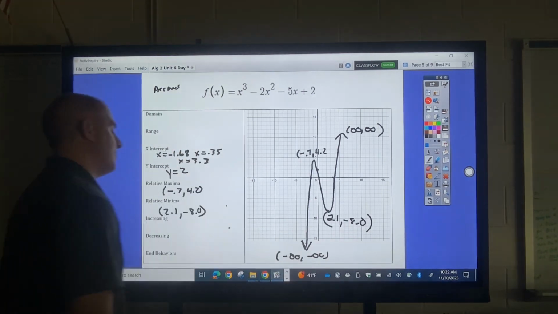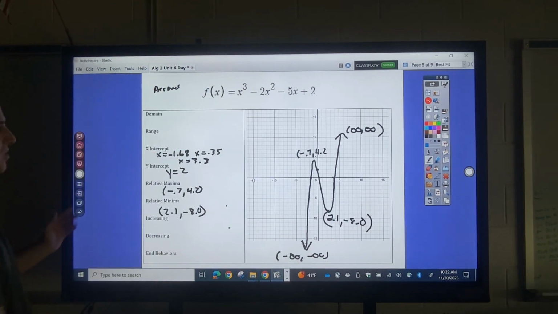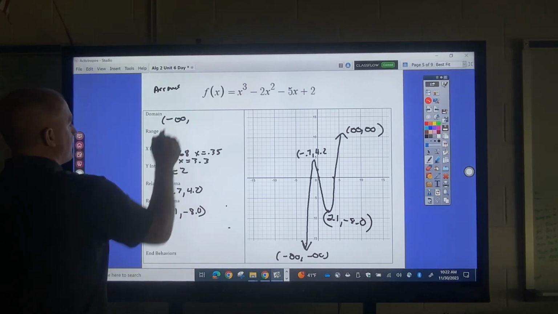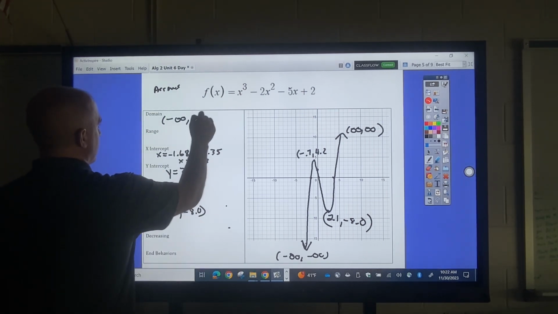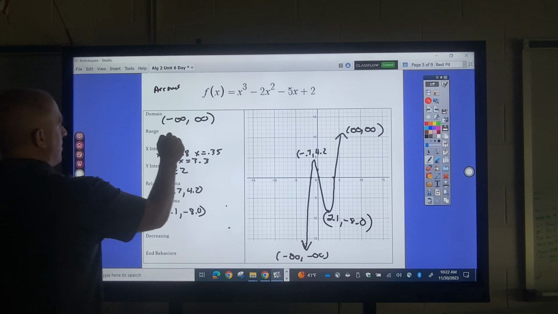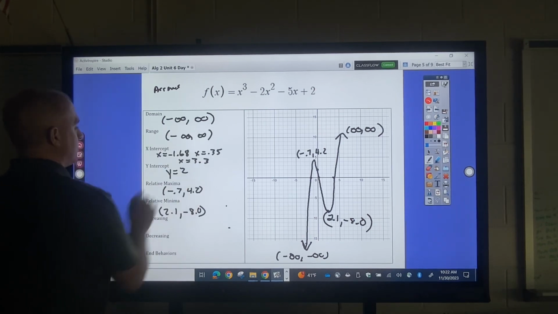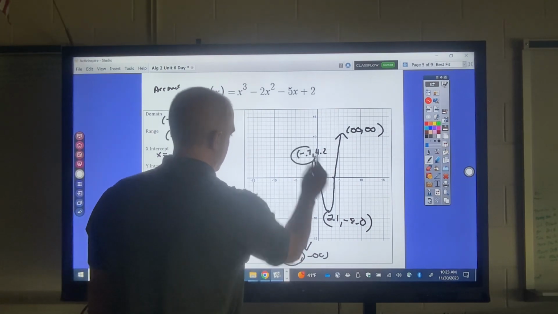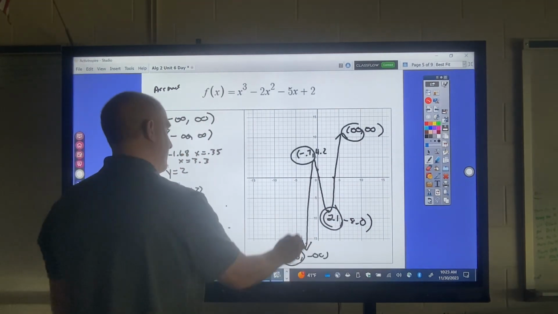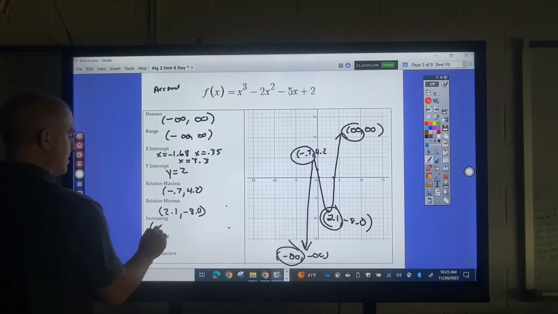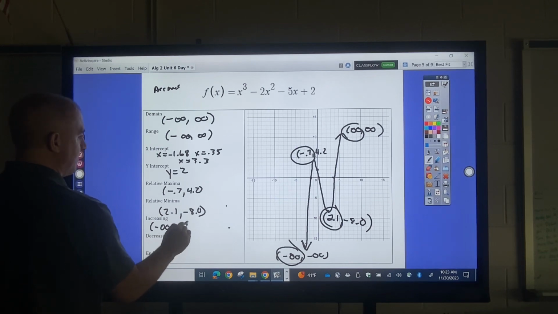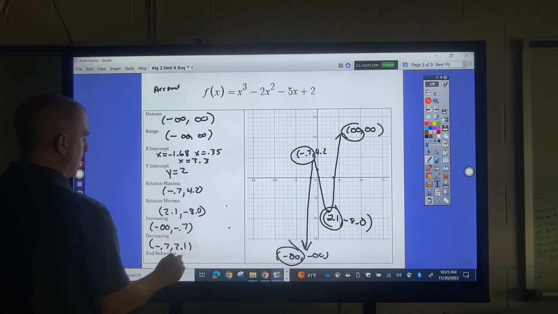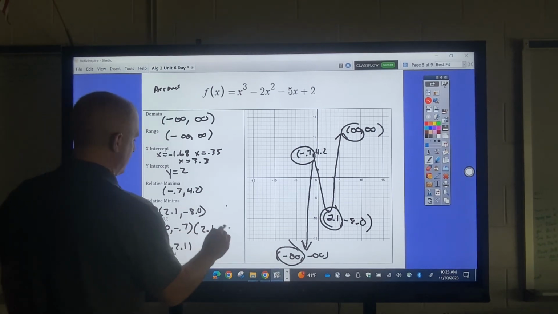Okay. All right. So my smallest x value is negative infinity. The biggest is positive infinity. Okay, the range. Smallest y value is negative infinity, biggest is positive. All right, increasing, decreasing. We start from the left. That is rising, so that's negative infinity to negative 0.7. Then it's dropping from negative 0.7 to 2.1. And then it's rising back up from 2.1 to infinity.